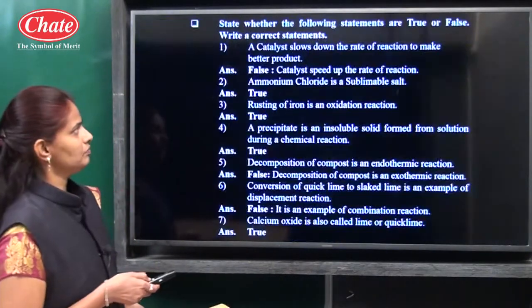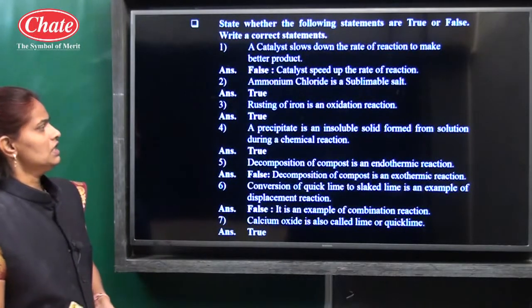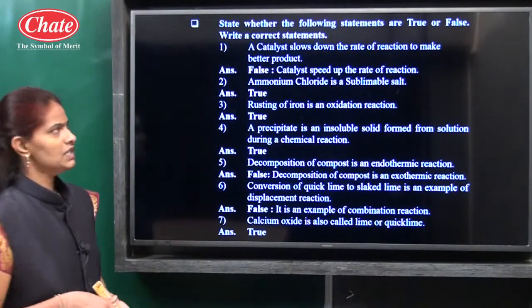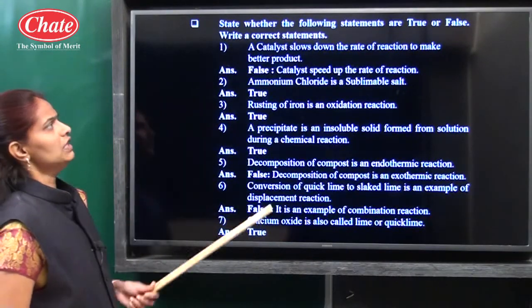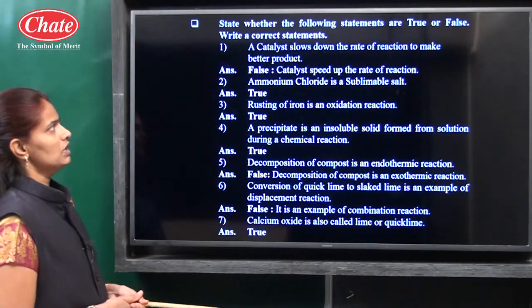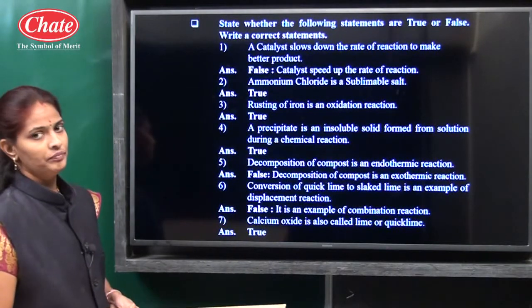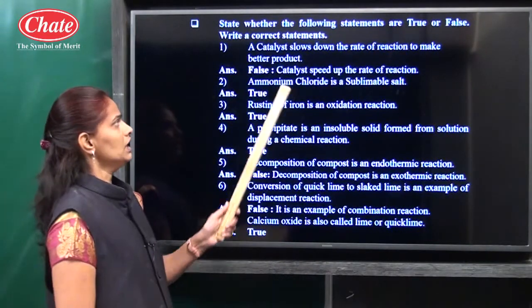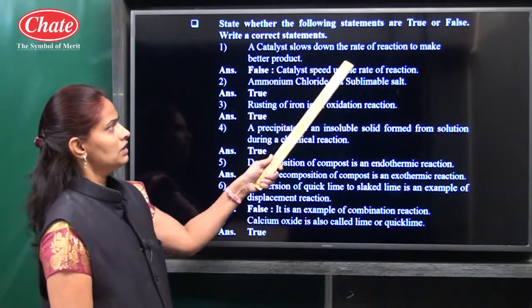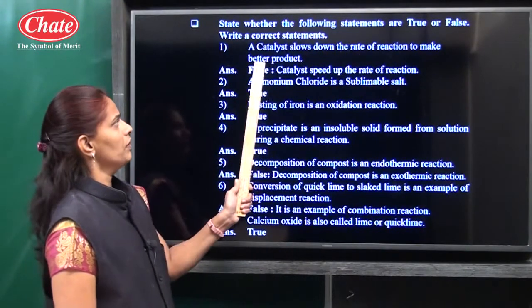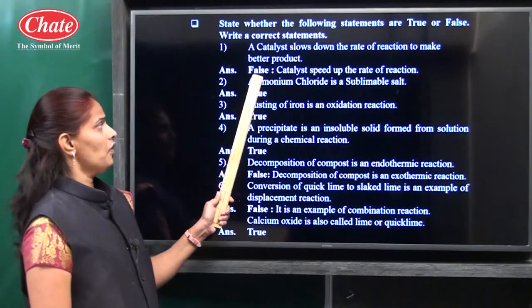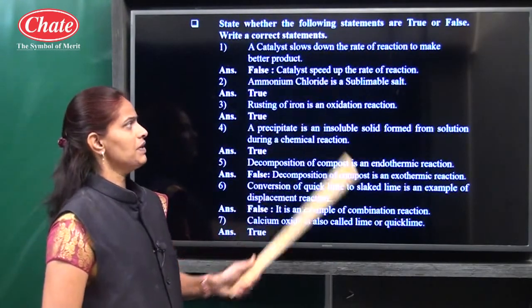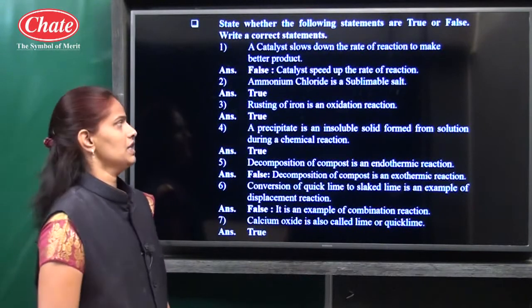So next, here are some questions from this chapter for 1 mark each. State whether the following statements are true or false. Write a correct statement. Okay, here: catalyst slows down the rate of reaction to make better product. Is it correct? No, it is false. Catalyst speeds up the rate of chemical reaction.